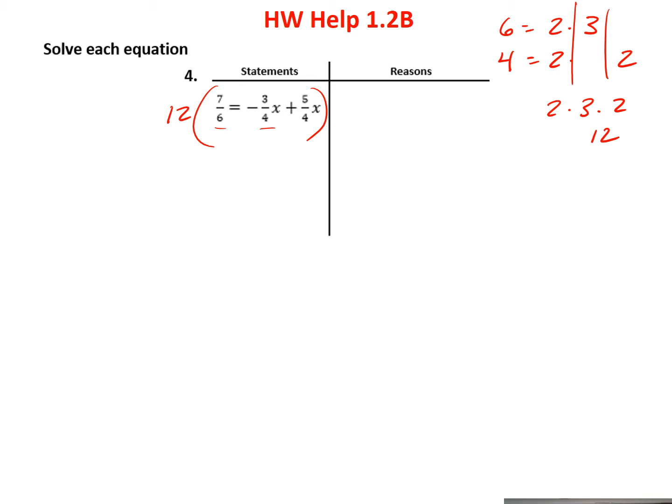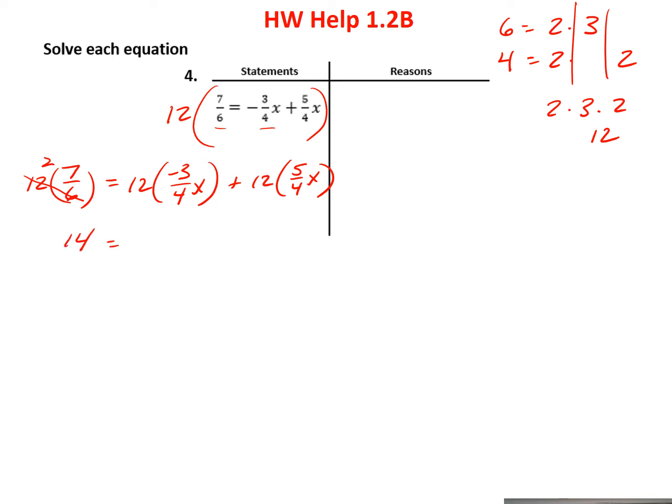Okay, so let's do the distribution here. I have 12 times 7 over 6 on the left side of the equation, and that equals 12 times minus 3 over 4x plus 12 times 5 over 4x. So 12 divided by 6 is 2, so this is going to end up being 14. 12 divided by 4 here is 3, and so we have 3 times minus 3 is negative 9x. And then 12 divided by 4 is 3. 3 times 5 is 15x.